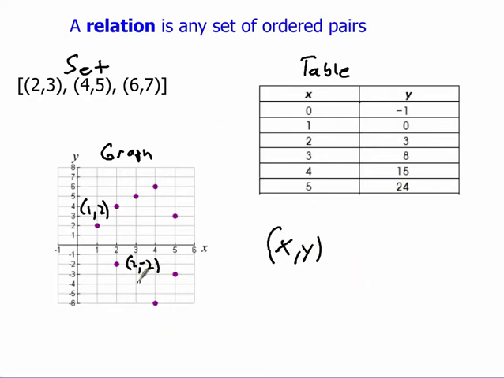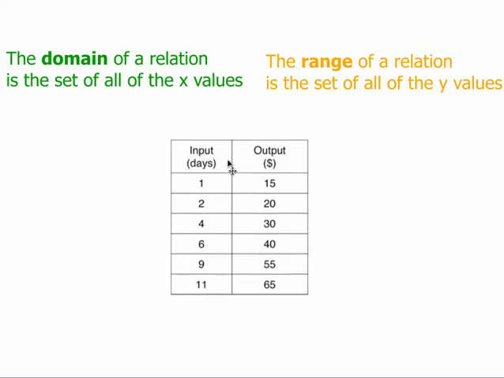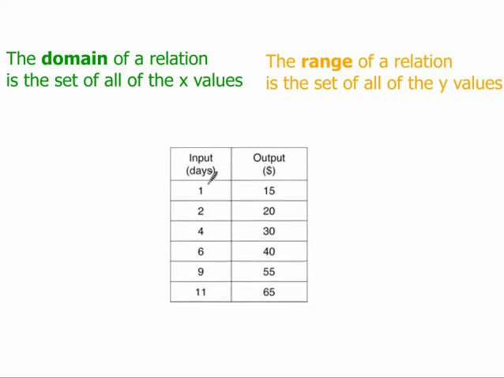All right, so let's take a look at what we call these. Here I've got a table, and I've got input and output on here. You can ignore the days and dollars thing. This was from a word problem. This is X, and this is Y. The tables are always going to look like this: X here and Y on the right.